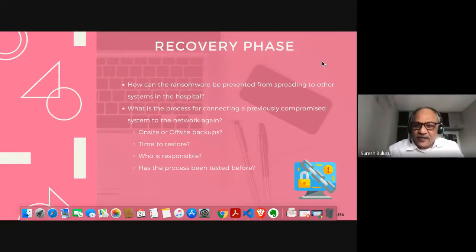Okay, so let me ask you this question, gentlemen, both Kavi and Munjal. Has your hospital gone in for cyber insurance? Have you taken up a cyber insurance?